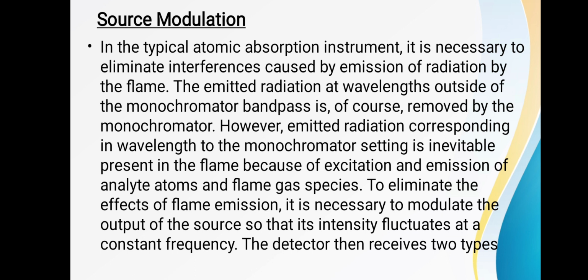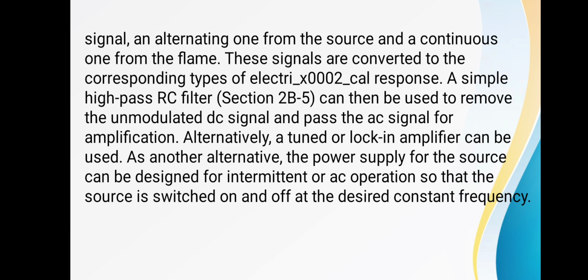The detector then receives two types of signal, an alternating one from the source and a continuous one from the flame. These signals are converted to corresponding types of electrical response. A simple high pass RC filter can be used to remove the unmodulated DC signal and pass the AC signal for amplification.